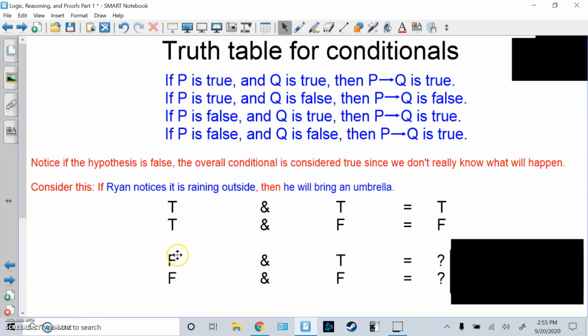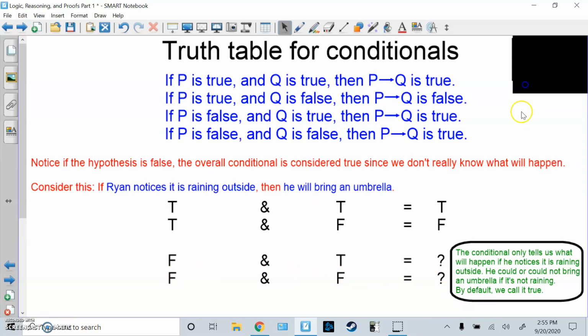If he does not notice it's raining and he brings an umbrella, is that okay? If he doesn't notice it's raining and he doesn't bring an umbrella, is that okay? We don't know. The condition only tells us what's happening if he notices something. He could or could not bring an umbrella if it's not raining by default. So it could be raining too. So by default, we call this true. So that's why if the hypothesis is false, we really don't know anything about the situation. It could be anything. We just say, alright, true. Doesn't matter what happened second.